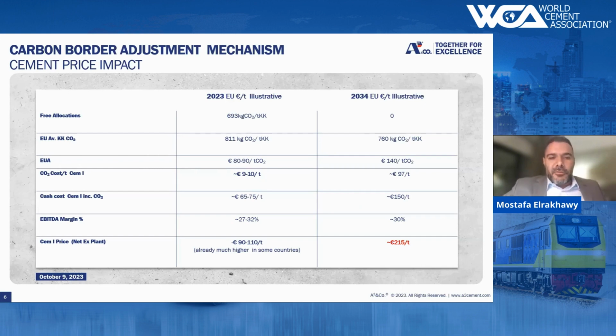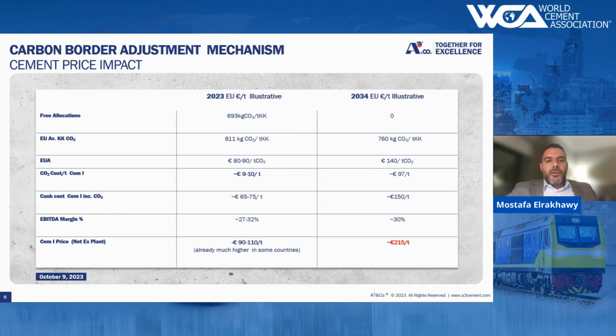And our projection is more or less than what Dan projected. In 2034, we project it will reach only up to 140 euros per ton CO2. Currently, cement plants inside Europe are paying a carbon cost added to their normal cost of around 9 to 10 euros per ton, and this number is expected to increase to around 97 euros per ton of CO2 emission in 2034.